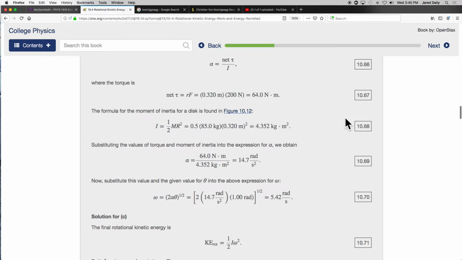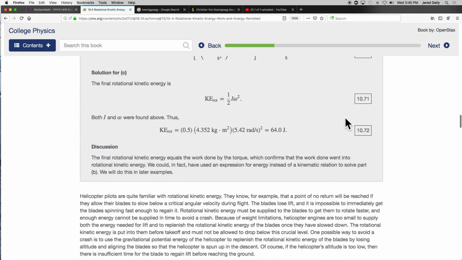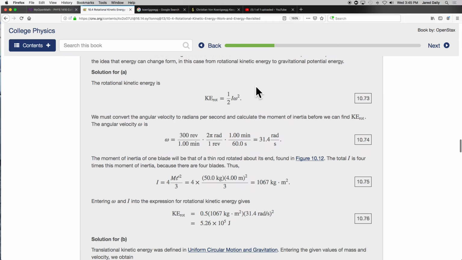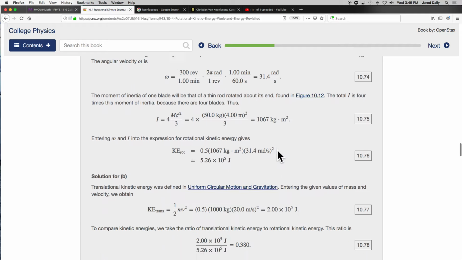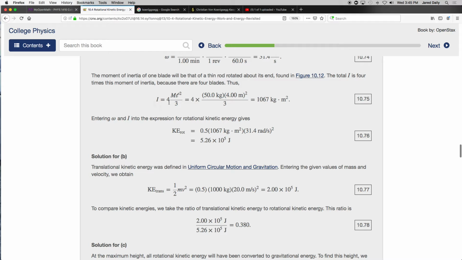So we have 4 blades. Here we go, 4 helicopter blades. We're going to use this equation to calculate the kinetic energy. We're calculating the omega from they tell us RPMs, or revolutions per minute. So we just convert that into radians per second. And then the I, the moment of inertia, is 4 times the ml squared over 3, and that's what it is for a rod rotating around its end. You've got your I for all 4 blades there. You plug in the numbers in the rotational kinetic energy. 5.26 times 10 to the 5th joules of energy, and you're good to go.